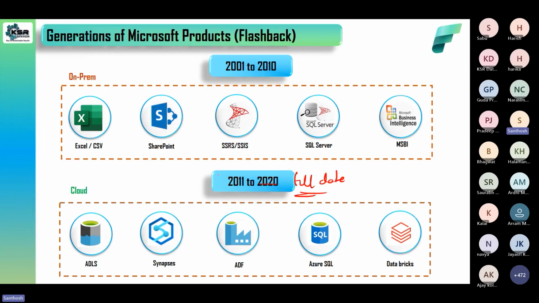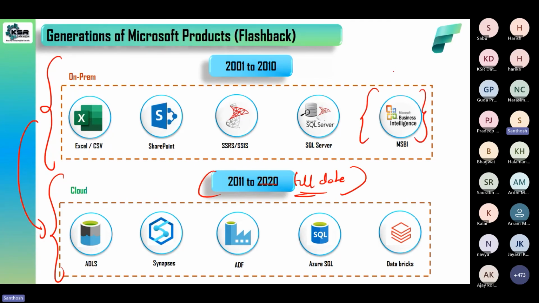From 2011 till date, what we have seen is we have moved from on-prem to cloud. All the Excel files, CSV files, everything we were storing, I'm not storing in my personal machine, not in my laptop, not in a pen drive, memory card, or my phone. I am actually storing in the cloud. In the cloud, we have the storage accounts where I can store.